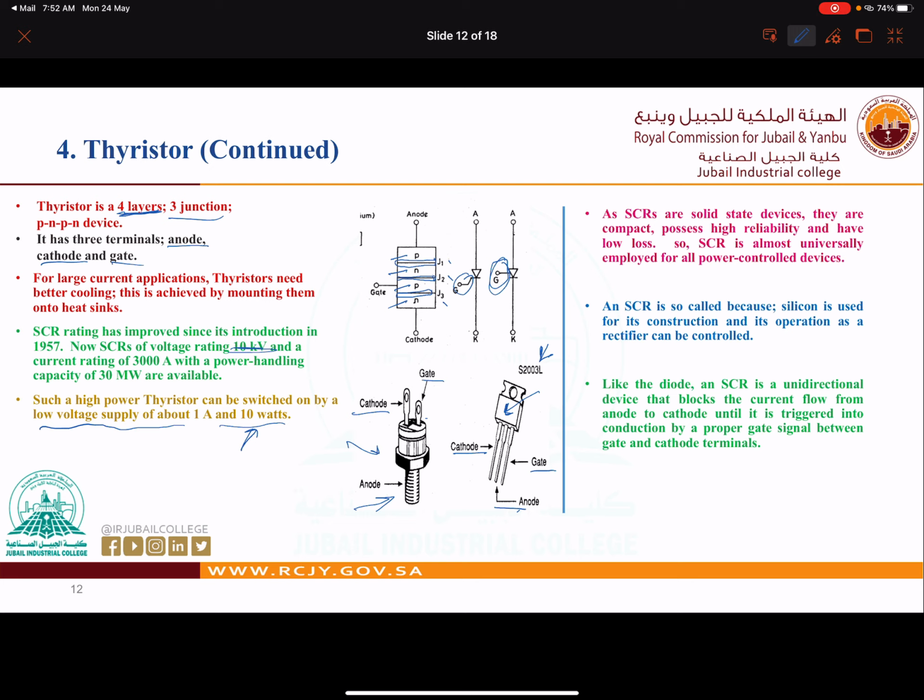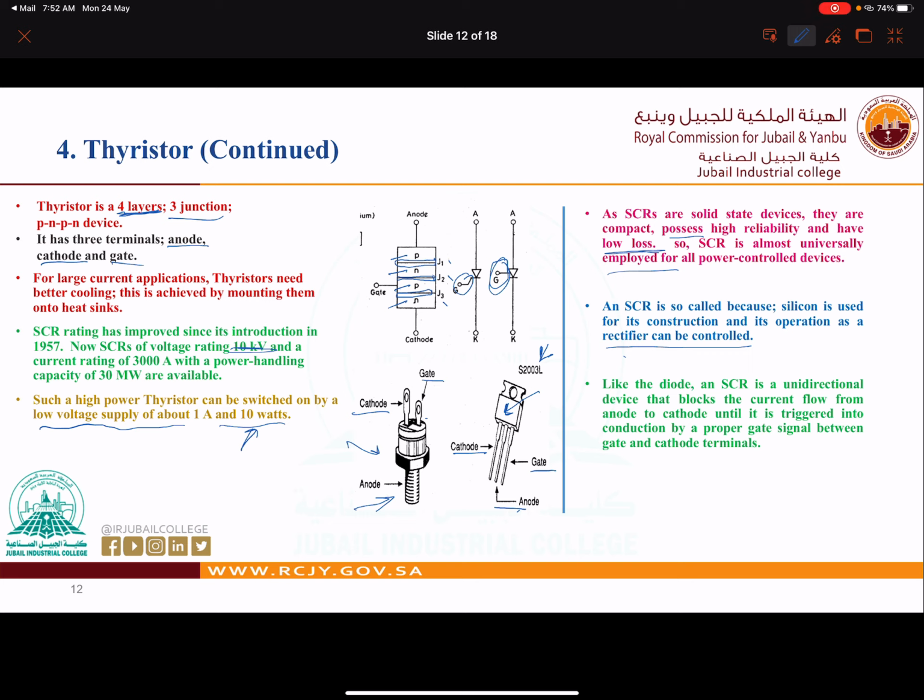Now, SCRs are solid state devices, as we said. They are compact, possess high reliability, and have low losses. They are almost universally employed, of course, as we said. And this here is called a silicon controlled rectifier because silicon is used for construction, and its operation as a rectifier can be controlled. This is more clarification for the previous slides.